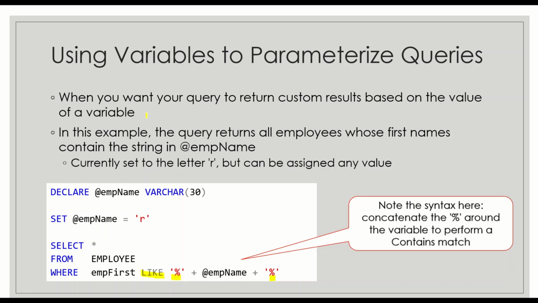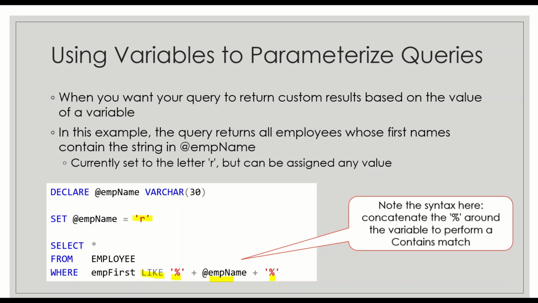Now, in this case, we want to write a query that returns custom results based on the value of a variable. So let's say, for example, we wanted to be able to search by employee first names. And we know that we need to write a select statement to show us all the employees. If we look at the where line here, it says where emp first is like, and we have the % symbols that are the wildcards. But in the middle, we have a variable.